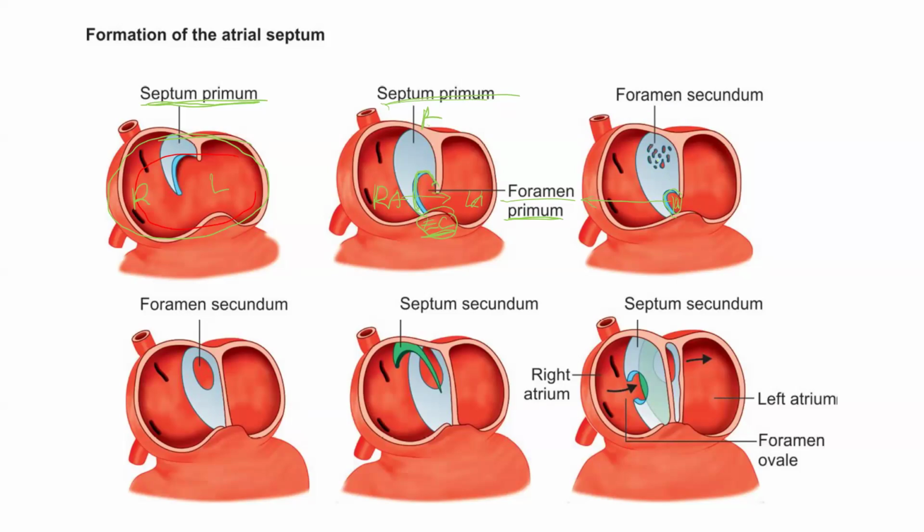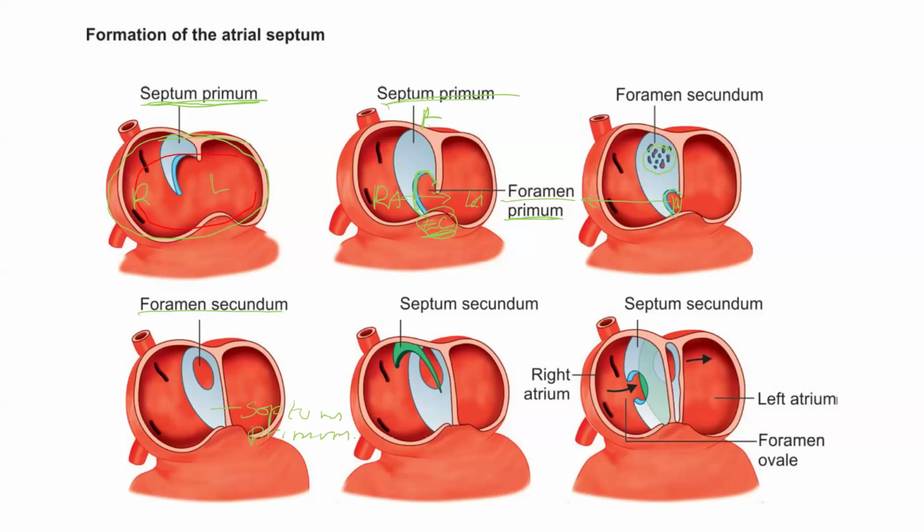So what happens is that in the upper part of the septum primum, those cells undergo apoptosis and they form the foramen secundum. So foramen secundum is an opening within the septum primum. Let me repeat that. Foramen secundum, the secondary foramen, is an opening through this, which is still septum primum.